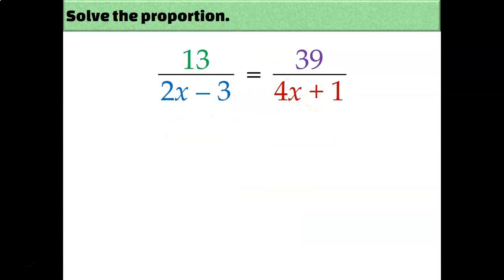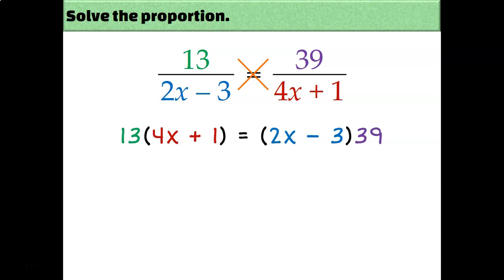Our next problem is the most complicated to solve for because we have two variables. So let's see how this plays out. The cross multiplication property still works the same way, even if it's a more complicated problem. So I'm just going to multiply 13 times 4x plus 1 and multiply 2x minus 3 times 39.